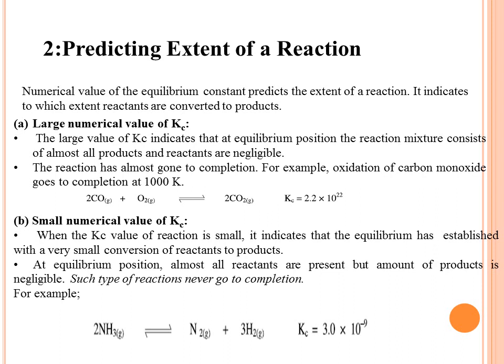The products are present in a very small amount and the Kc value is very small, like in the case of ammonia where nitrogen and hydrogen join together to form ammonia. Here the Kc value is 3.0 multiplied by 10 raised to power minus 9. The minus sign indicates that equilibrium is achieved very early. So the value of Kc is small, more reactants are present and the reaction never goes to completion.